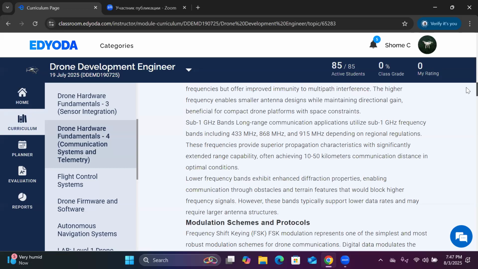Then why don't we use 5.8, or we can use any. I have used 5.8 gigahertz. Now in the drones, the defense are asking for 5.8 gigahertz. They are not asking for 2.4 gigahertz.